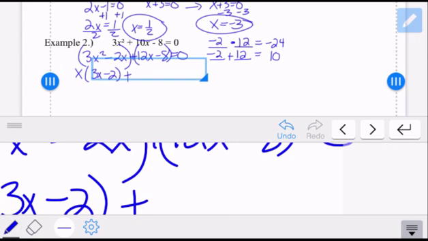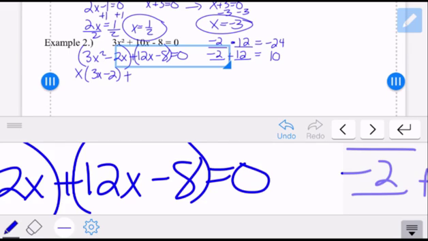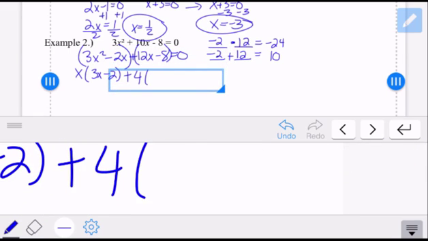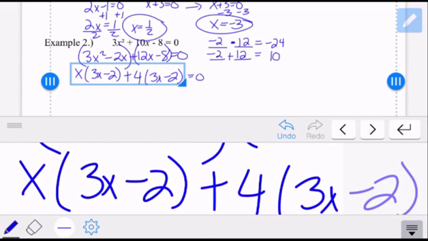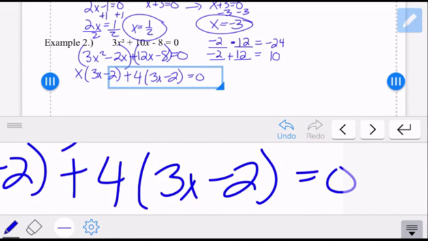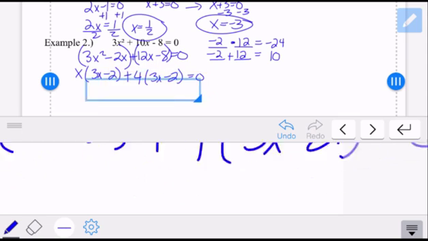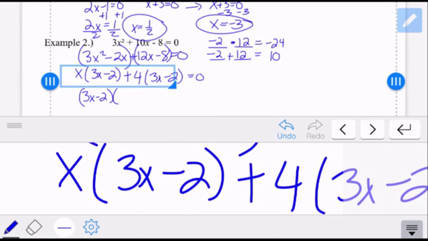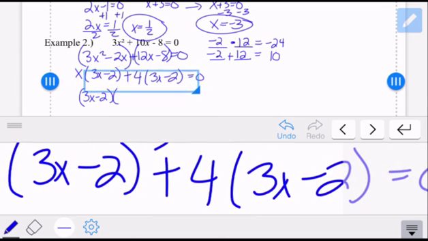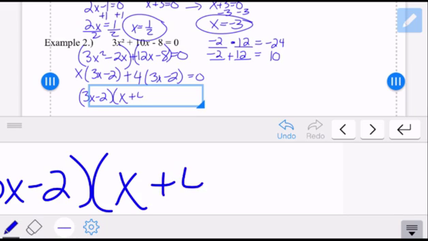Bring down your plus. And then out of 12 and 8, we could take a 4 out, leaving us with 3x minus 2, which is great because remember we wanted those to be the same in the parentheses. 3x minus 2, 3x minus 2. Perfect. So we bring the 3x minus 2 down, and whatever's left, x plus 4. So x plus 4 comes down.